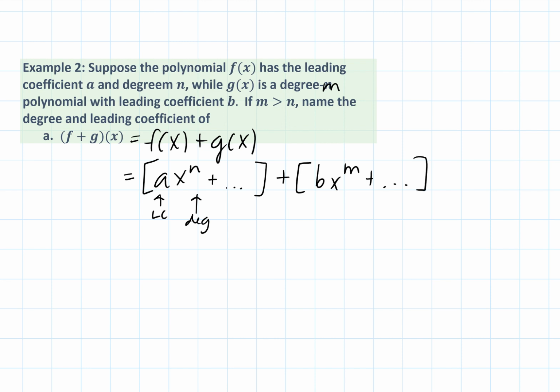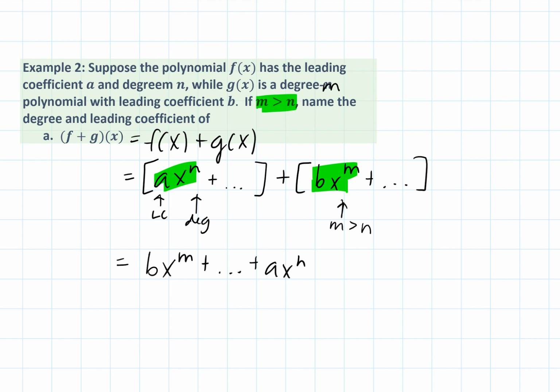So if we're going to put these in standard form, we've got to know which one of these comes first, the ax to the n or the bx to the m. Well, here's our clue. If m is bigger than n, this term has a higher power and a higher exponent than ax to the n. So if we put them in order, we have bx to the m plus, I don't know, maybe there are terms in between, maybe there aren't. Then we'll have that ax to the n term eventually, and maybe some more terms.